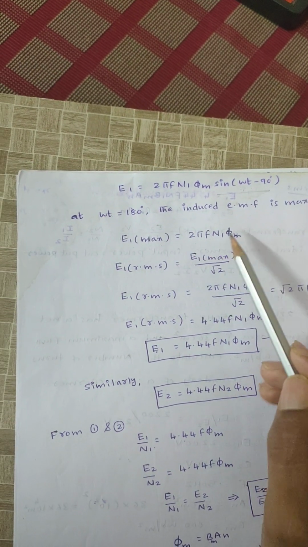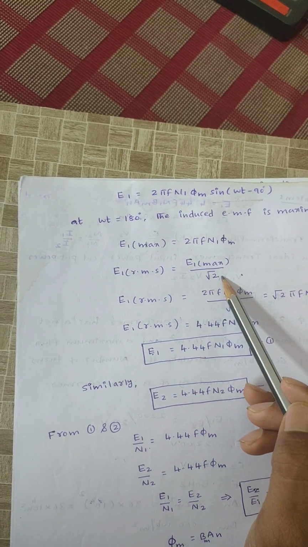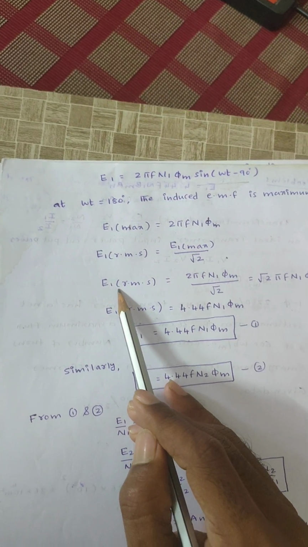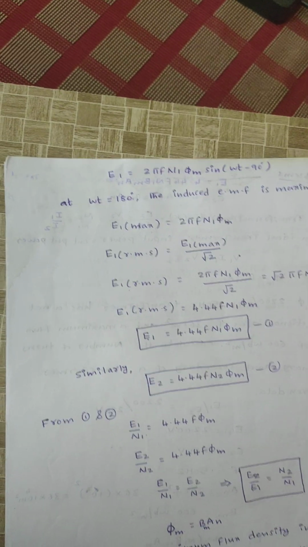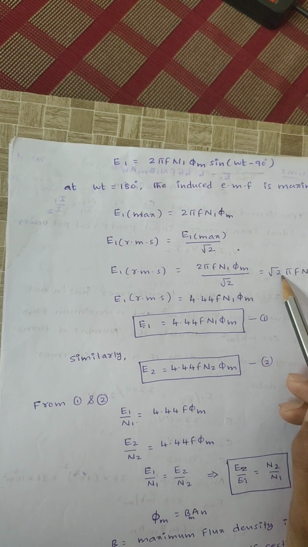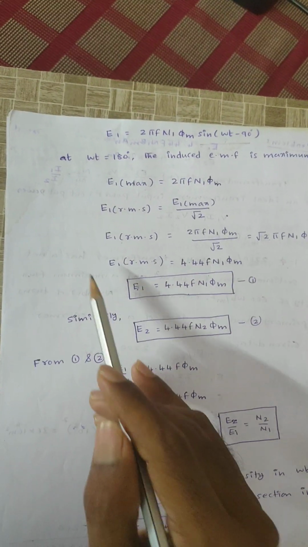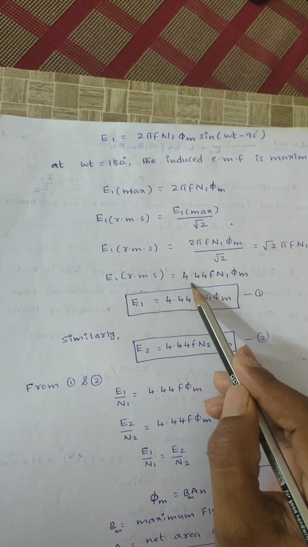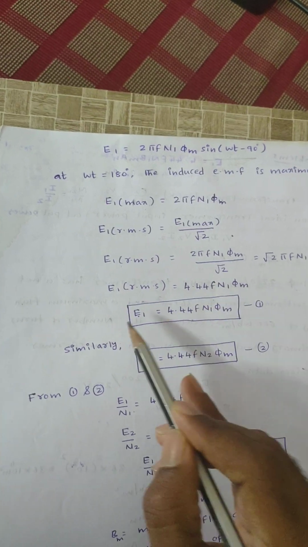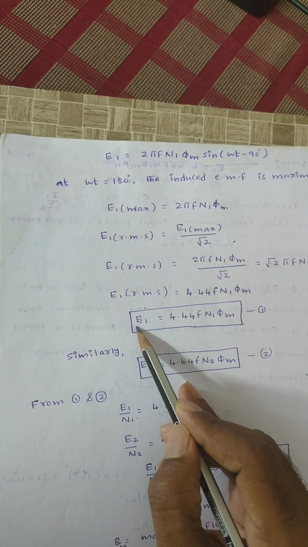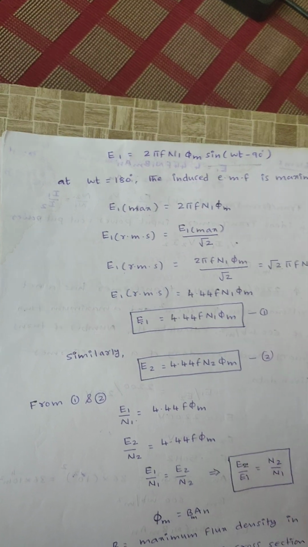In the case of a sinusoidal voltage, the RMS value is Vm by root 2, that is, maximum value divided by root 2. So E1 RMS equals 2 pi f into N1 into phi m by root 2, which equals root 2 into pi into f into N1 into phi m. Then E1 RMS equals 4.44 f into N1 into phi m. This is the EMF equation of a transformer: E1 equals 4.44 f N1 phi m.